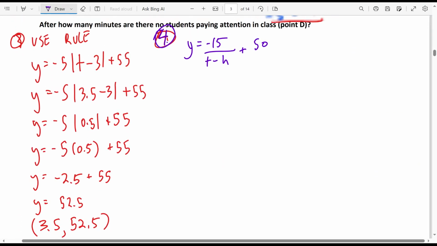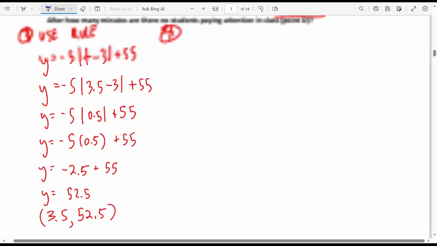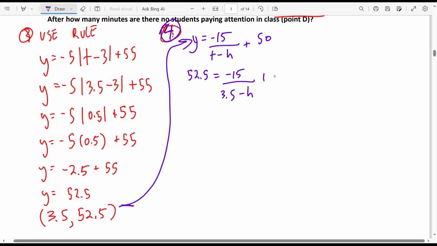So again, I'm going to draw a line from here. I'm going to use that point. I'm going to use this point right here. So I'm going to plug in 52.5 is equal to negative 15 over 3.5 minus h, plus 50. Now all I've got to do is find that h.